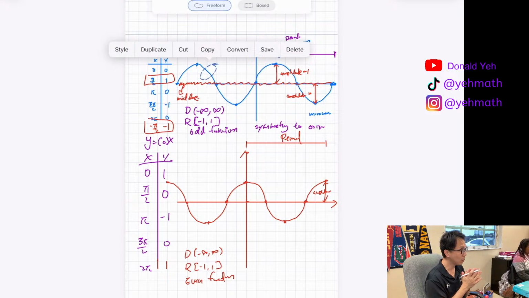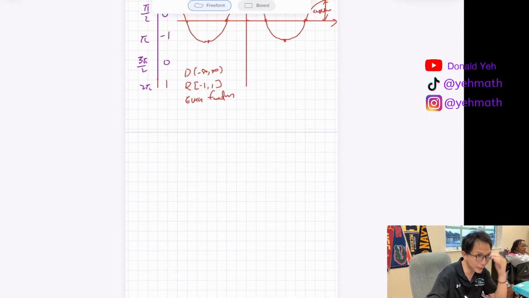Okay, so the whole graph can shift left. So what is co-function identity?